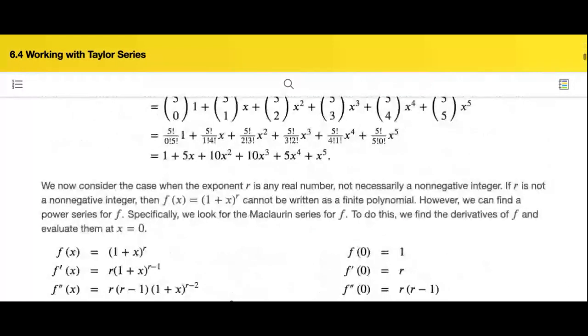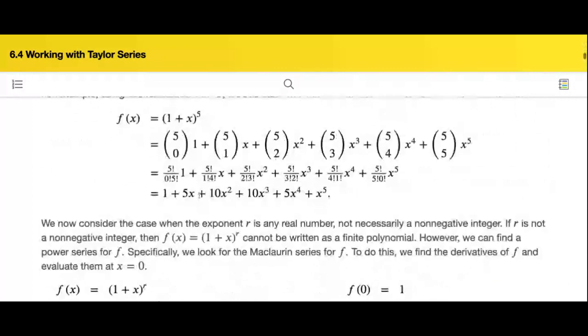So for this one, we have 1 plus 5x plus 10x squared plus 10x cubed plus 5x raised to 4 plus x raised to 5. The coefficients we can also get from something called Pascal's triangle, right? For Pascal's triangle, we write 1, then 1, 1, and keep going down. We add the ones in the middle.